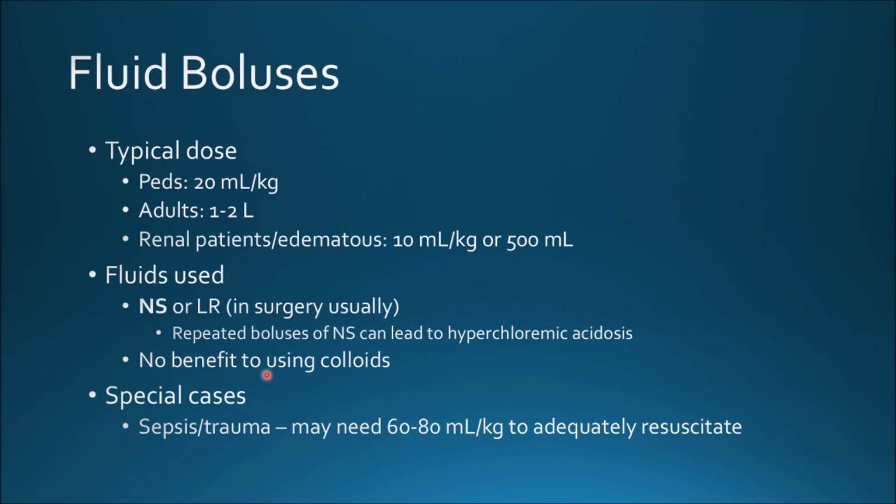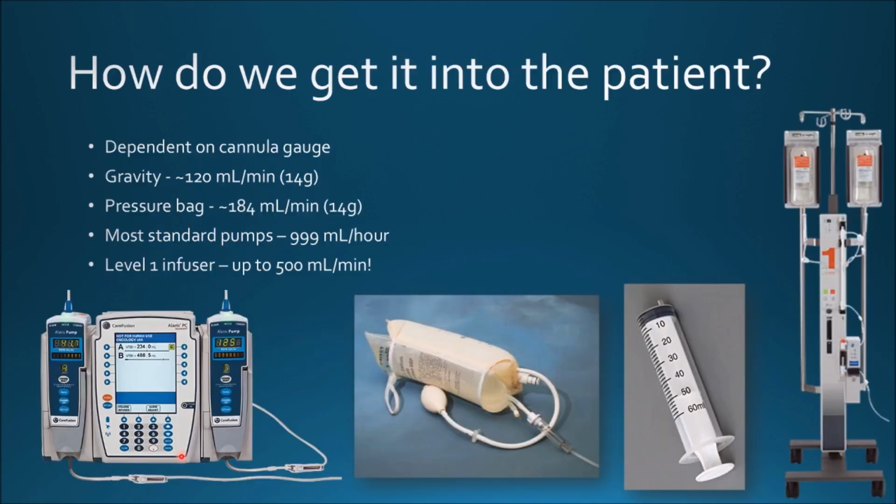Again, there's no big benefit to using colloids. They can cause renal issues. They can cause bleeding issues. So use crystalloids. Again, it's cost effective in the long run as well. And again, think about patients who might need a lot more fluids. If they're coming in severely septic, having hypovolemic shock, you may find you need 60 to 80 mLs per kilo. That's not all in one bolus. You would be giving repeated boluses, but they may need up to that amount in order to get them adequately resuscitated.